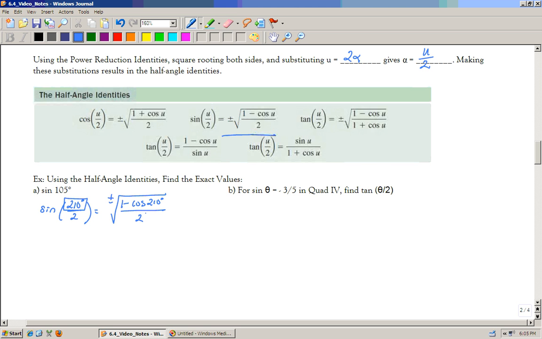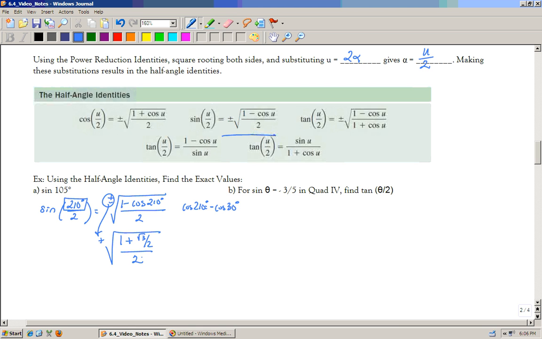all divided by 2. Now remember, cosine of 210 has a reference angle of 30 degrees, and it's in the third quadrant, which means cosine is negative. So this is the same as the negative of cosine of a 30-degree angle. Sine in the second quadrant, where 105 is, is positive. So this now is positive. And then cosine of 30 degrees is square root of 3 over 2, but it's negative. So we now have minus a negative, which is positive, square root of 3 over 2, all divided by 2.